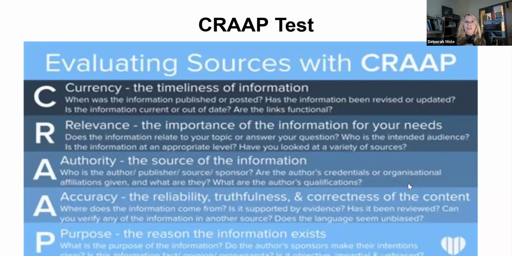The second approach to this would be using the CRAP test. You may or may not be familiar with the CRAP test, but CRAP is an acronym that stands for currency, the timeliness of information; relevance, the importance of the information for your needs; authority, the source of the information; A, for accuracy, the reliability and truthfulness and correctness of the content. And this is where you would pay attention to whether there's language that is unbiased or biased as well. And then P, purpose, the reason the information exists.